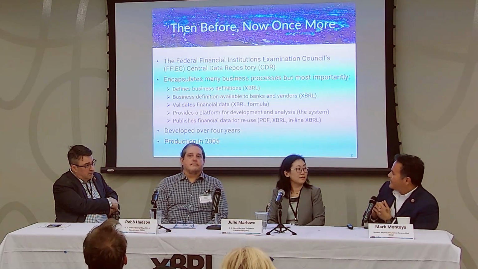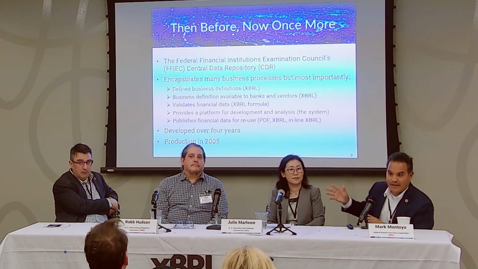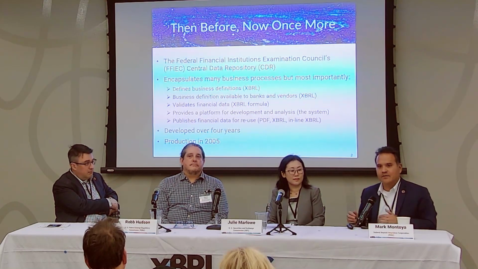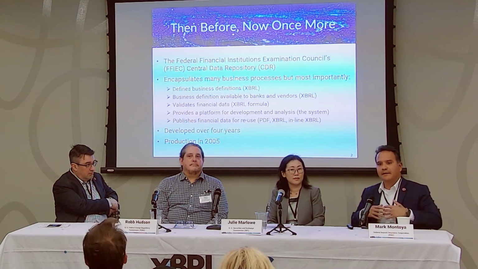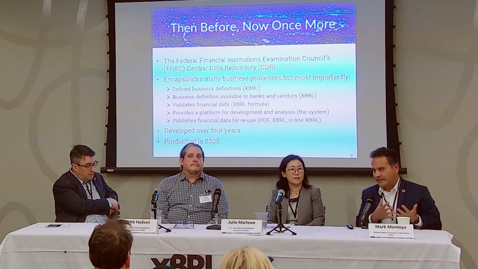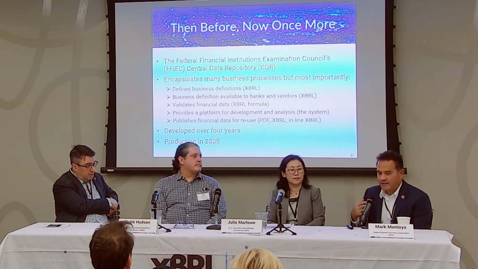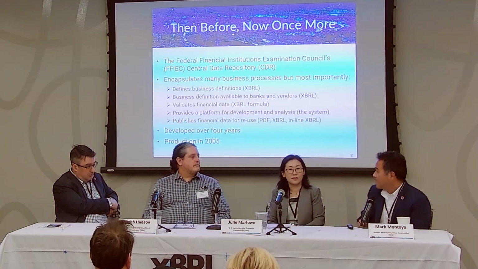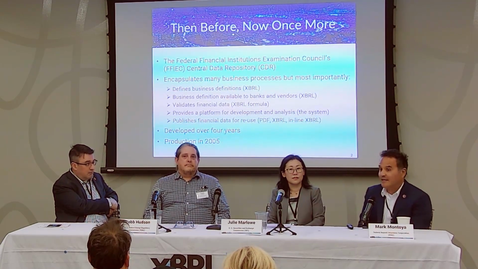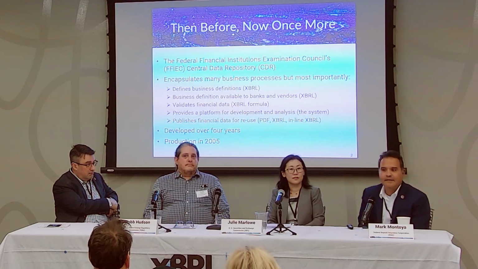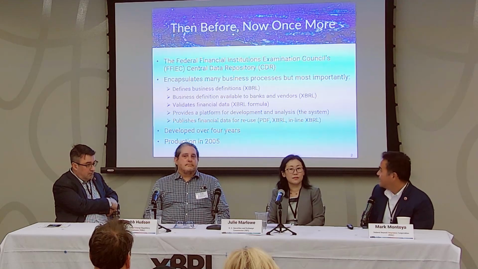And then we also provide the platform for development and analysis. Once that information comes in, there's a whole platform for it. They maintain the taxonomy, publish the taxonomy, test it out, and send it out to software vendors and banks, and when the information comes in, they do the analysis within the system. Finally, we publish this information out, not just in XBRL, but also PDF and inline XBRL for our bank examiners.